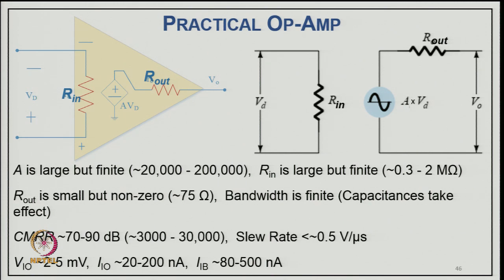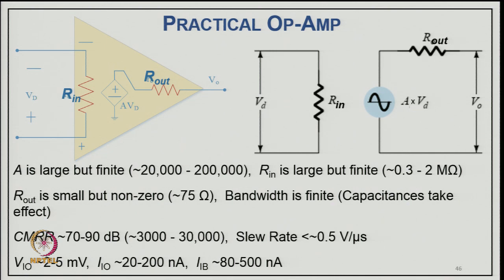So, a large but finite gain, 20,000 to 2 lakh is the usual order of the gain, that is 2 into 10 to the power 4 to 2 into 10 to the power 5. Rin is also large but finite, from 0.3 to 2 megaohm, and Rout is small but not 0, around 75 ohm. Bandwidth is also finite, as capacitance takes effect, and CMRR is 70 to 90 dB, typically 3000 to 30,000. Slew rate is also finite, 0.5 volt per microsecond, and VIO is typically of the order of 2 to 5 millivolt, IIO is 20 to 200 nanoampere, and IB is also of the order of 80 to 500 nanoampere.